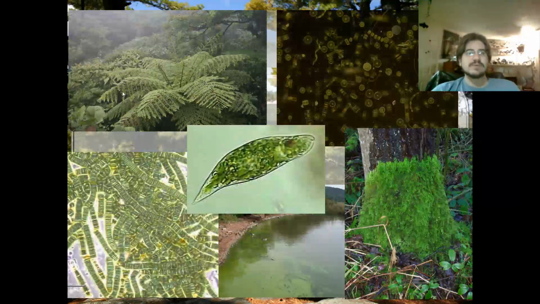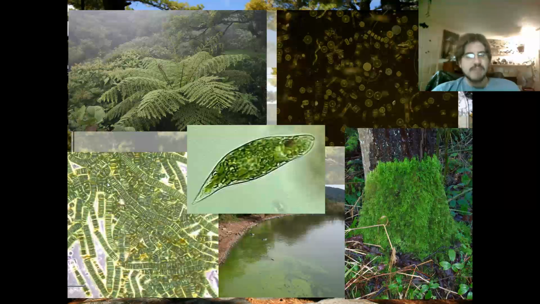Here's ferns, which are plants as we know them. Then here are some phytoplankton, all these funky little single-celled green guys. Here's some moss, a plant, but you may not know it very well. Here's that euglena I mentioned, that single-celled photosynthetic organism. And here's some blue-green algae along the water there.